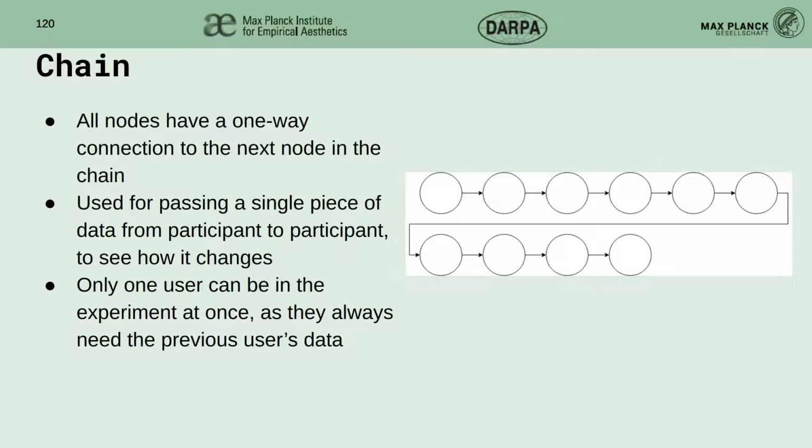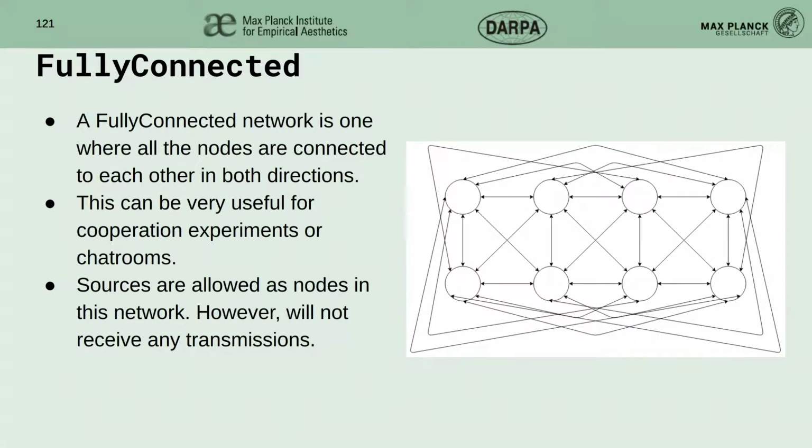Another built-in network topology is the chain. The chain, we've talked about this at length. Each node is connected to the one that follows it. Another quite common network that people use in all sorts of experiments is a fully connected network. This is where each node is connected to every other node.